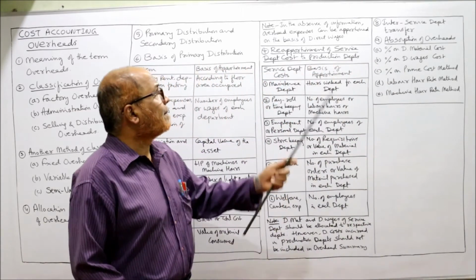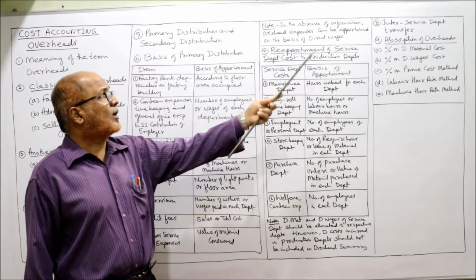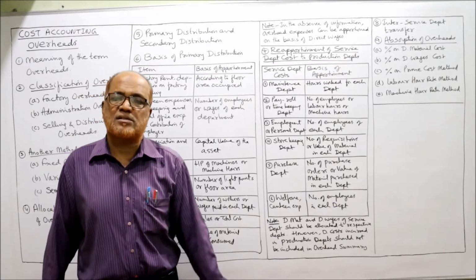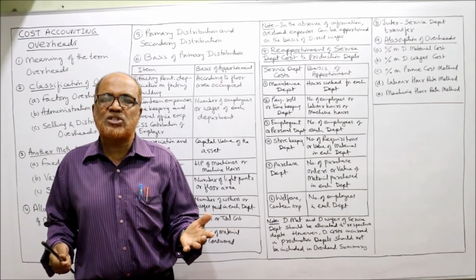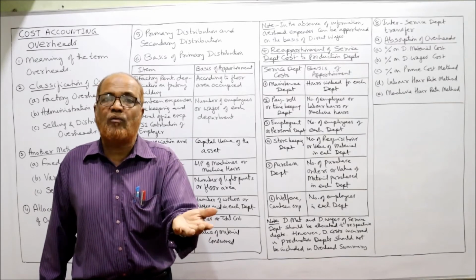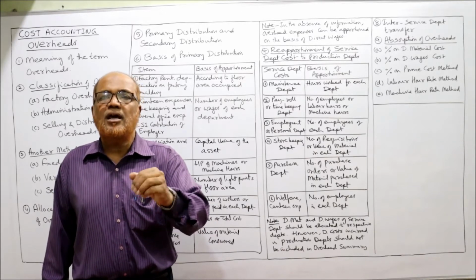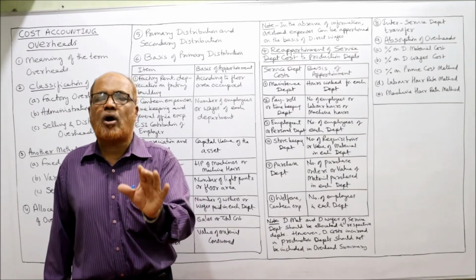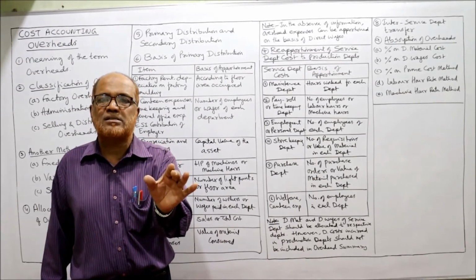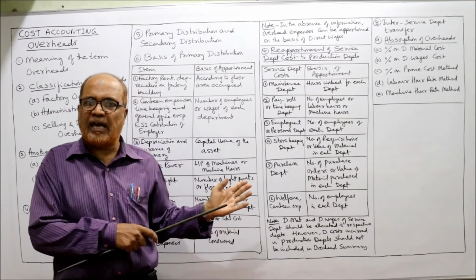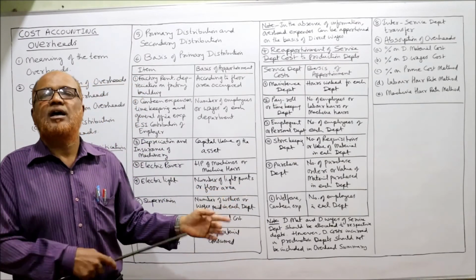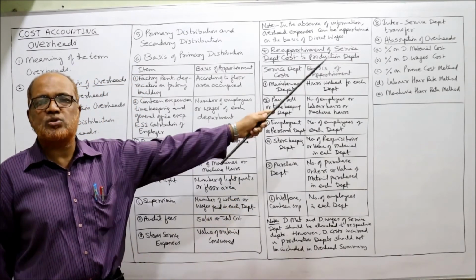Now, one note I have given. In the absence of information, overhead expense can be apportioned on the basis of direct wages. If you find that there is no logical basis which can be used for a particular overhead, in that case a common basis will be used. That common basis is direct wages. So if an overhead cannot be apportioned logically by any other basis, ultimately we will use direct wages.